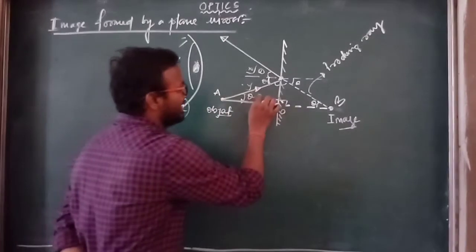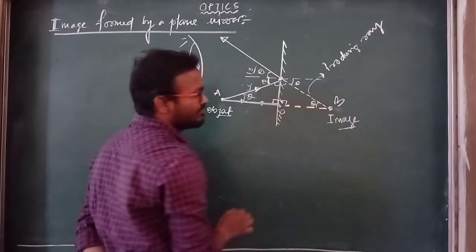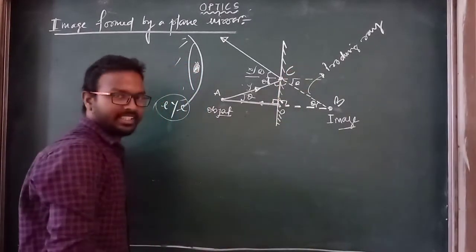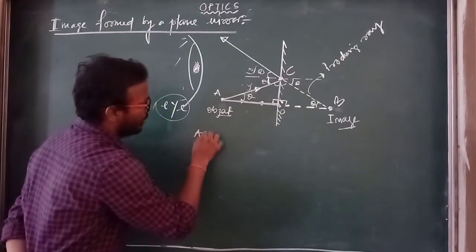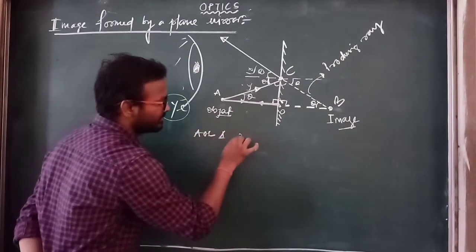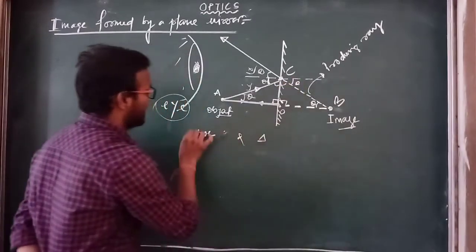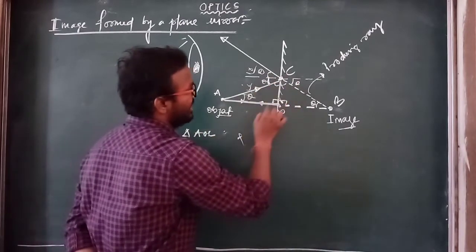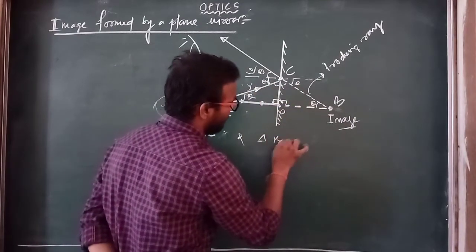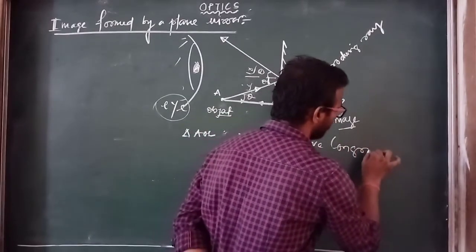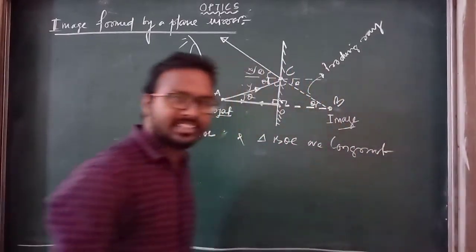That means for triangle AOB, and suppose this point is C, the triangle AOC and triangle BOC are congruent triangles.